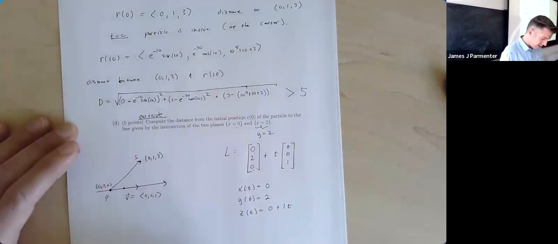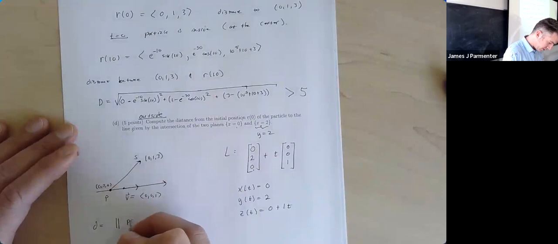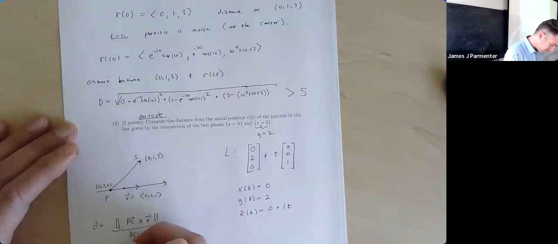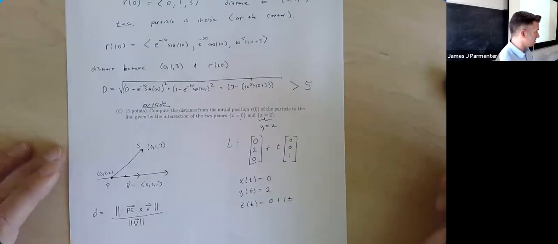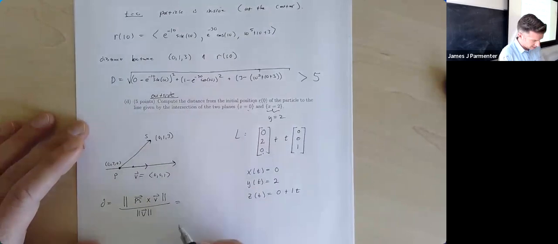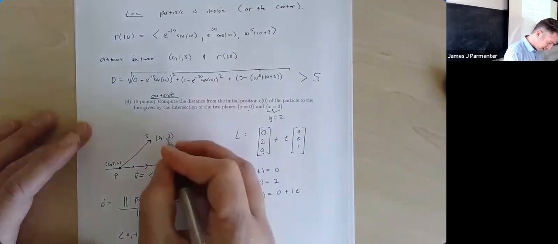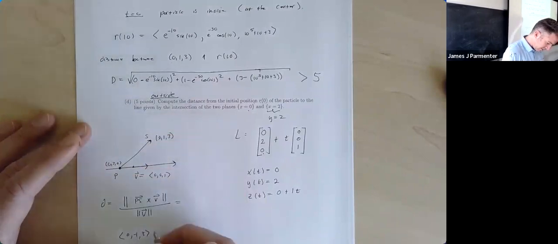We do the usual thing where the distance is equal to the magnitude of the cross product of PS with V over the magnitude of V. Which is nice because the magnitude of V is just 1. It's really just going to be whatever PS cross V is. All right, PS is going to be (0 minus 0, 1 minus 2, 3 minus 0), and V is going to be (0, 0, 1).